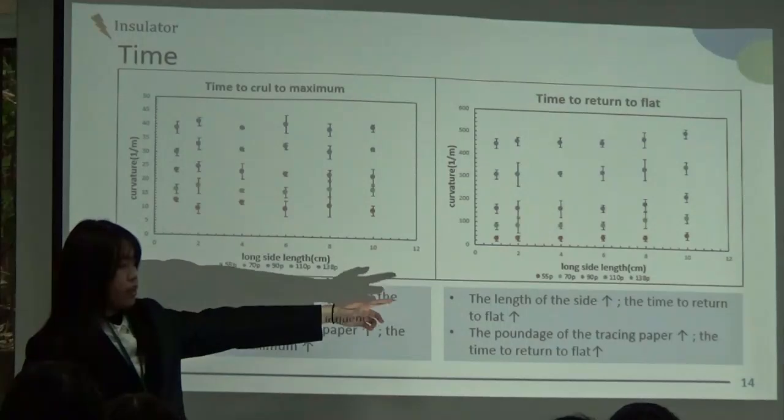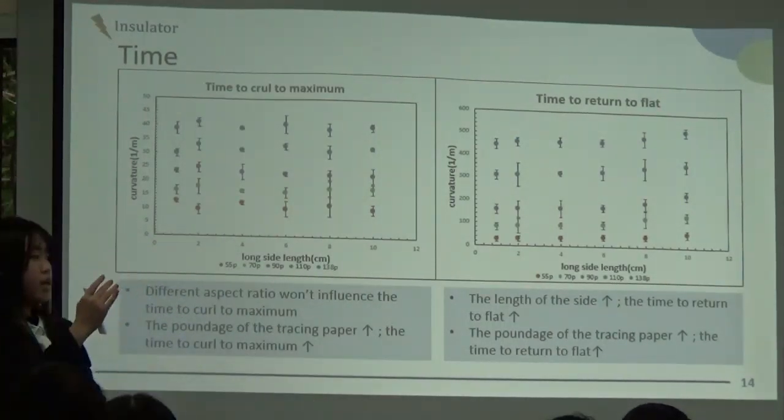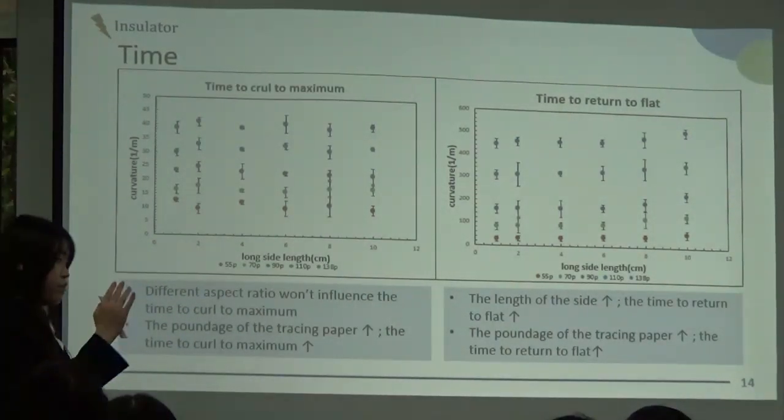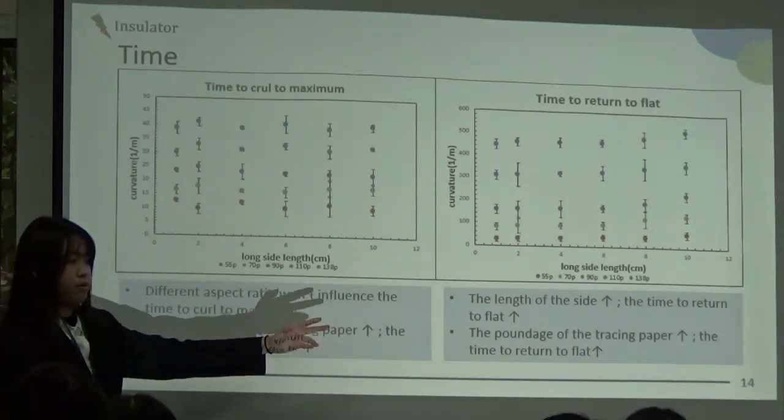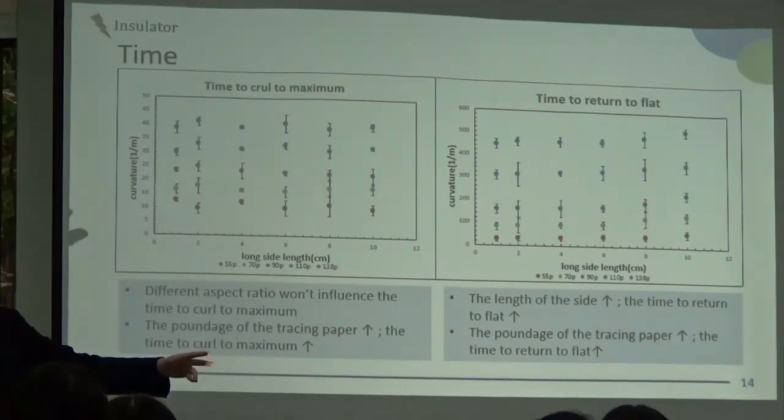So in this graph, you can see that as the length of the side increases, the time to return to flat will also increase. And when the poundage of the tracing paper increases, the time to return to flat will also increase.